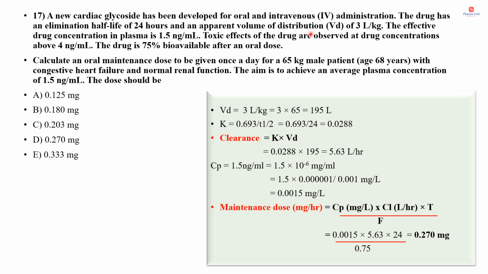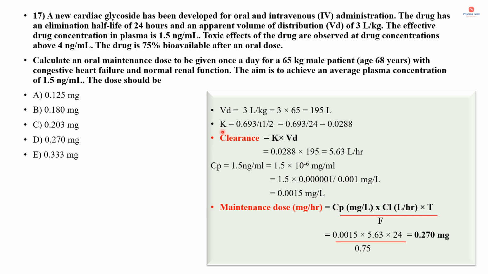The apparent volume of distribution, that is VD, is given as 3 liter per kilogram and the patient weight is 65 kg. So volume of distribution VD is equal to 3 into 65, that is equal to 195 liter. Next step is to calculate the K value. K is the rate constant. The equation to calculate clearance is equal to K into VD, where K is the elimination rate constant and VD is the volume of distribution.